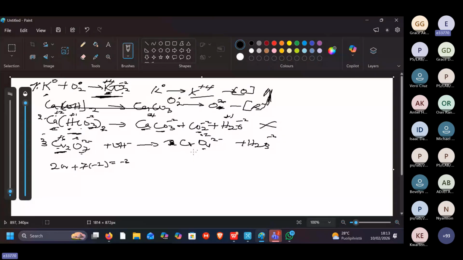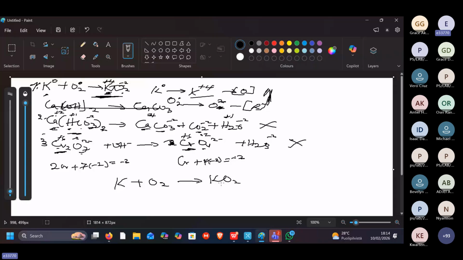+6. Now when we come here, what's the oxidation state of the chromium? Chromium plus 4 times -2 equals -2. What's the oxidation state? +6. So you see, nothing is happening. So that is also not a redox reaction. Basically, this equation, K plus O2 moving to KO2, is a redox reaction.